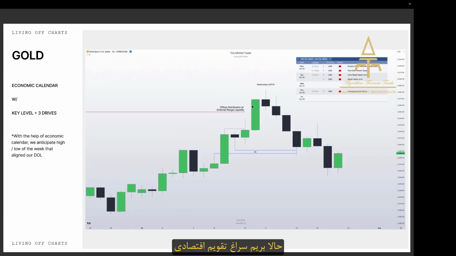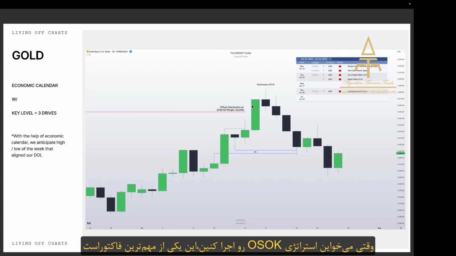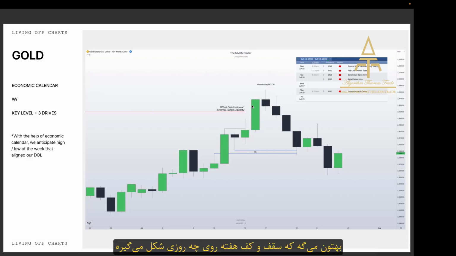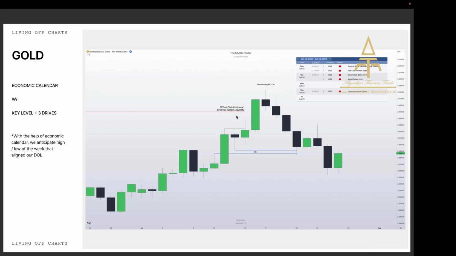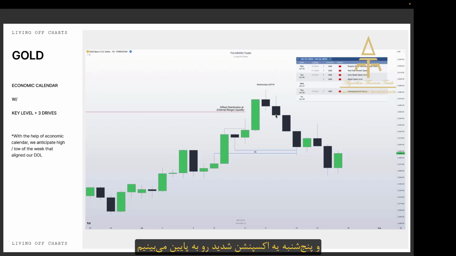Now, the economic calendar, this is going to be one of the most important things when it comes to the one shot, one kill. It's going to let you know where your highs and lows of the week will form, what day, or where the distribution is going to take place. So we can see here on Monday, Tuesday, we have some USD news and prices pumping up higher into the external range liquidity. We're waiting for this to get taken. Wednesday, we can see there's no news here. However, there's an SMT with silver. And then Thursday, we see a hard expansion down.